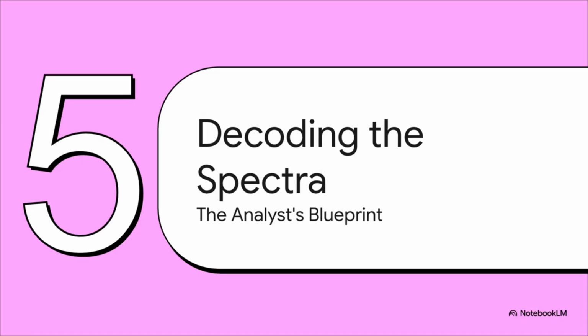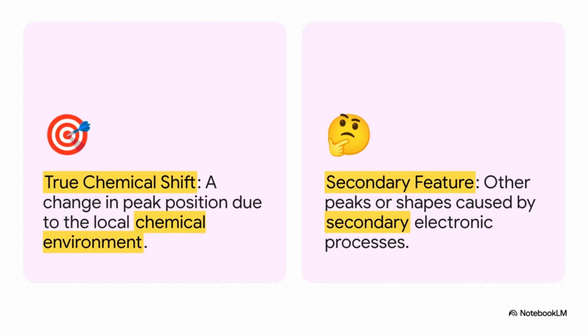All right, now we're getting to the real heart of it. We've gone through the whole process, and now we have our spectrum. It's a chart full of peaks and wiggles and bumps. So how do we build our blueprint to make sense of it all and read it correctly? Okay, this is where the real detective work starts. Our main goal is to find what are called true chemical shifts. These are tiny, subtle changes in where a peak shows up, and they tell us all about the local chemical environment, like an atom's oxidation state.